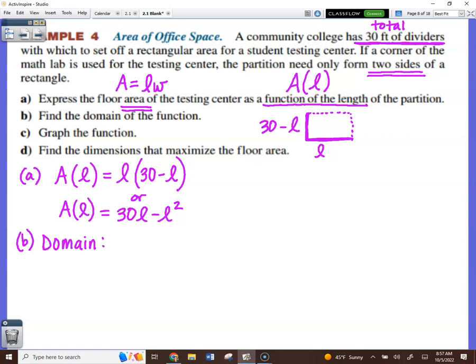Now, realistically, would you have a length of 0.5? No, but it is allowed to be plugged in, and it would provide a width. It's not ideal, but it is allowed. So when I say that the domain is between 0 and 30, you don't want to argue, well, no one's going to put a partition 1 foot and then 29 feet the other way.